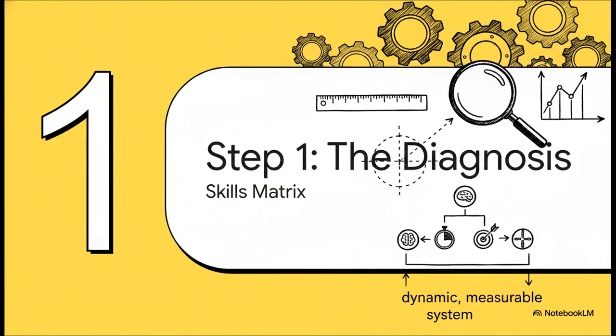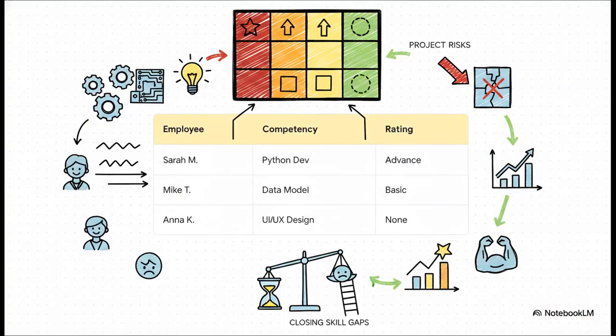Look, to fix a system, you've got to measure it first, right? We need to start treating the team's capabilities like a dynamic, measurable system. And that begins with a proper diagnosis. To do this, you absolutely need to build a competency matrix. Map your acquired project capabilities directly against your team's current proficiencies. And use a strict 4-level rating system here: none, basic, advanced, and expert. When you visualize this as a heat map, suddenly, wow, the gaps are literally impossible to ignore.